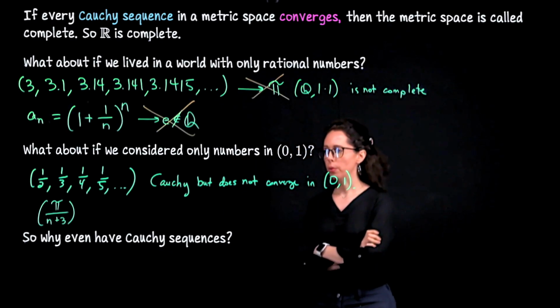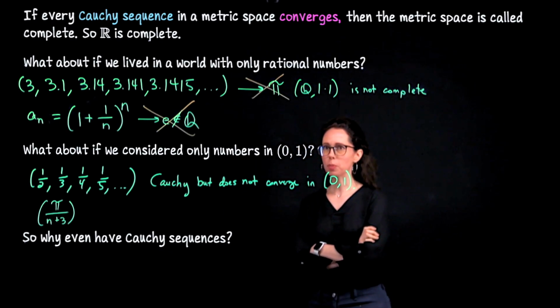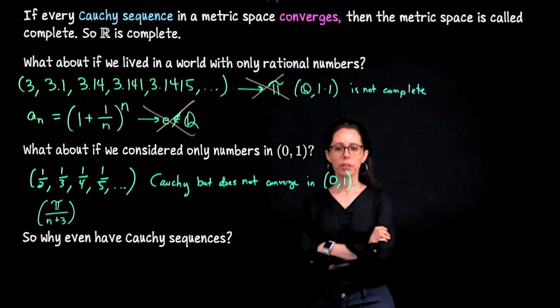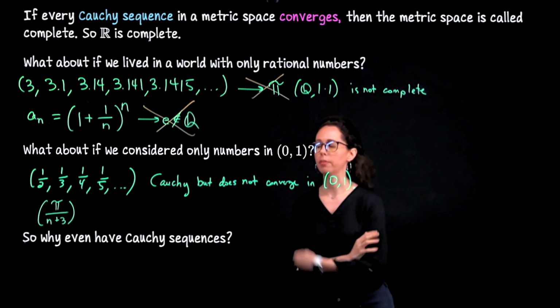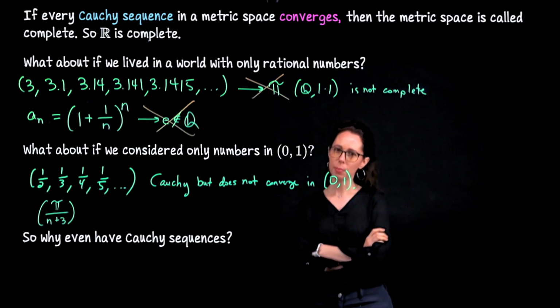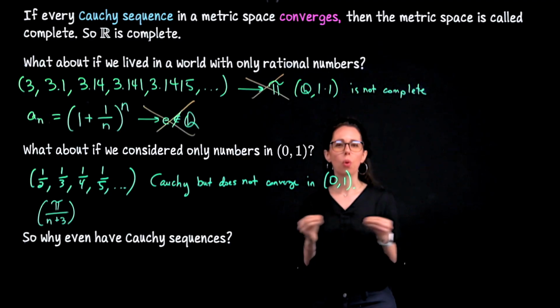Okay, so those two metric spaces, the set of rational numbers and numbers between 0 and 1, equipped with the same notion of distance that we've been working with, they are not complete metric spaces. R is special in that way. R is complete. It has no holes.